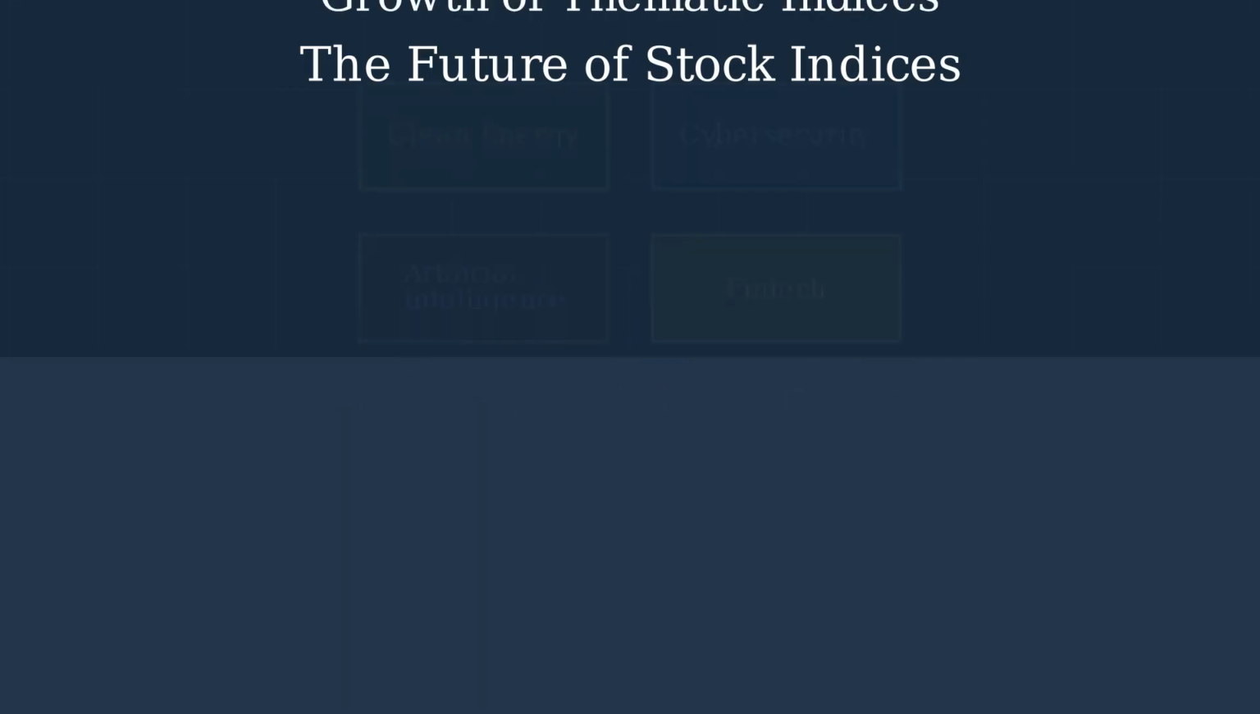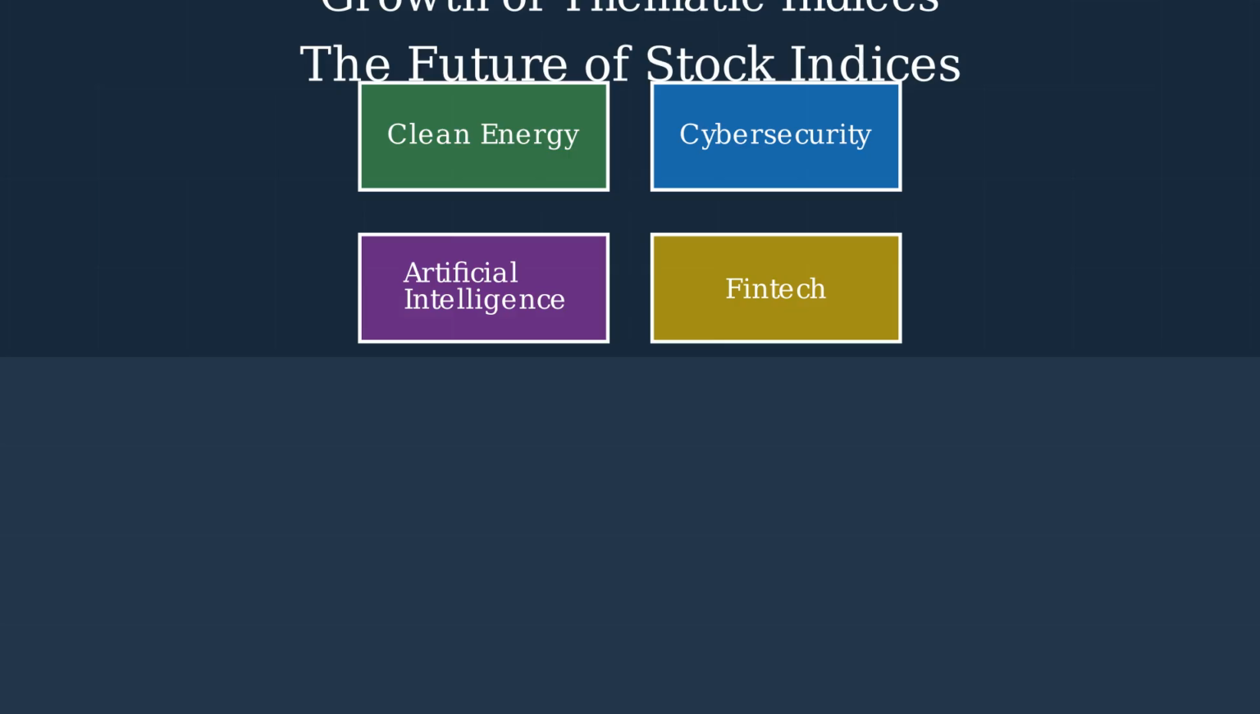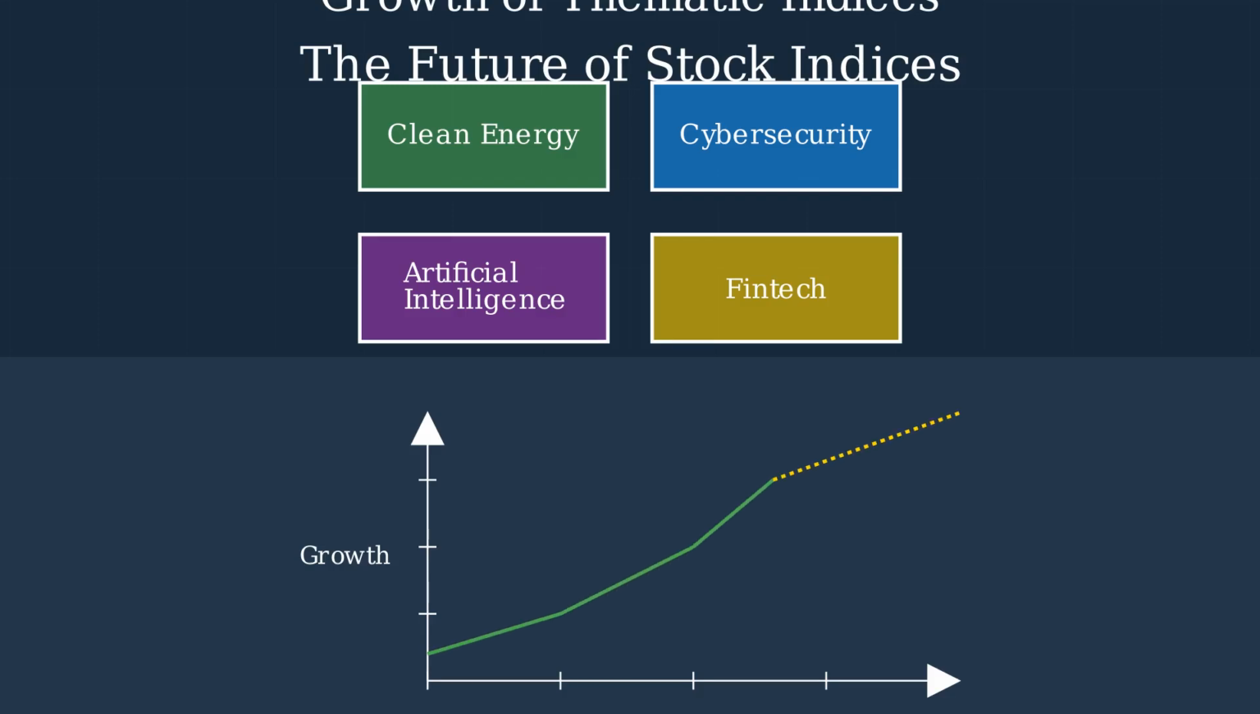Custom and thematic indices are growing significantly in popularity. These specialized indices target specific sectors like clean energy, cybersecurity, artificial intelligence, and fintech. The growth trajectory for thematic indices has been steep, and projections suggest continued expansion as investors seek exposure to emerging technologies and industries.